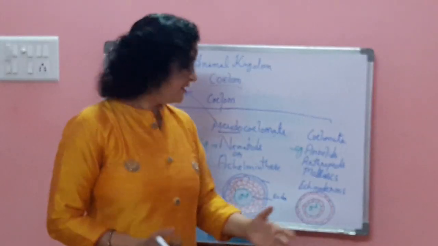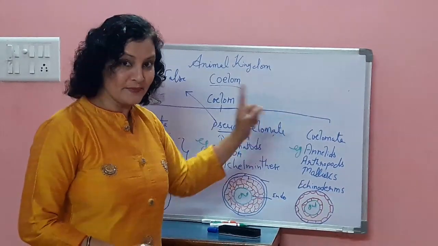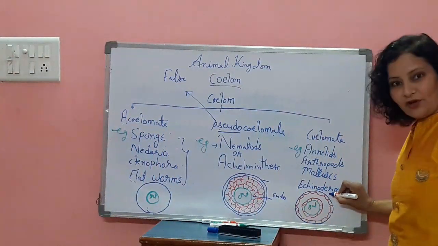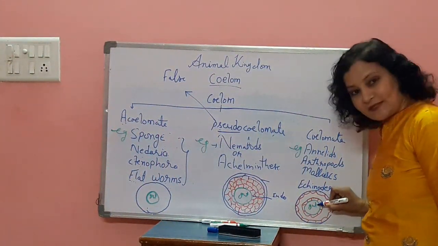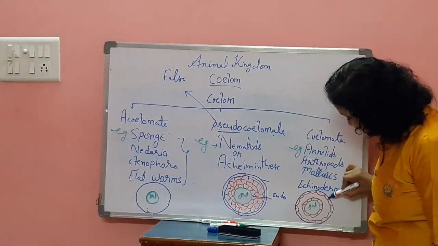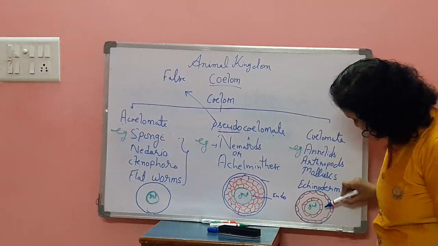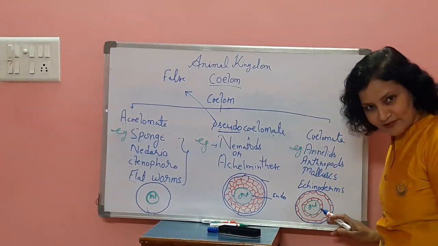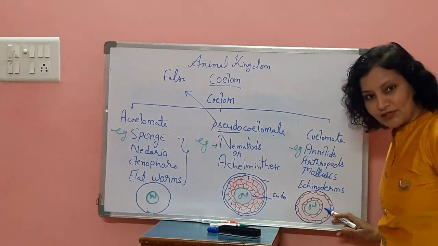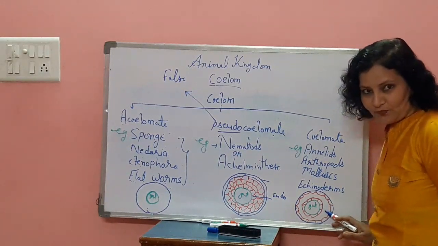It means they have three germinal layers: ectoderm, mesoderm and endoderm. Ectoderm forms the body wall and endoderm forms the gut. Mesoderm also forms two linings, the innermost lining, the visceral peritoneum, and the parietal peritoneum. It is a true coelom or eucoelom.